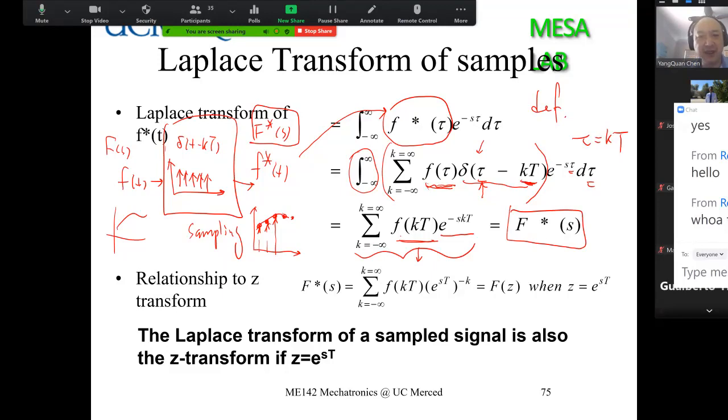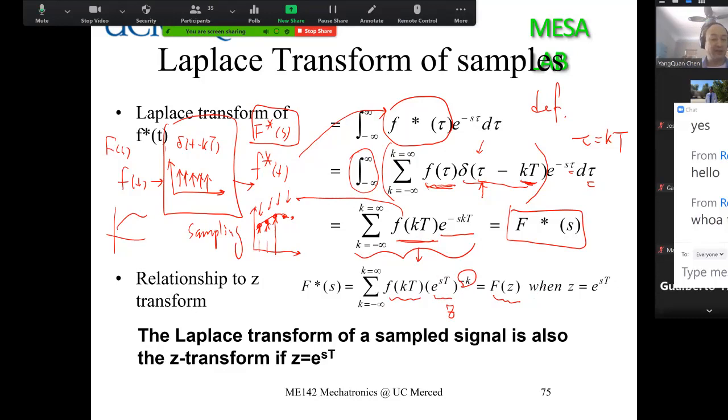So fkt is all those dots. So it's discrete dots, okay? Those are the fkt's. So those are the discrete sequence of f, okay? But if I do e to the st and to the minus kt, this should give me fz, okay? If I choose this guy as z.